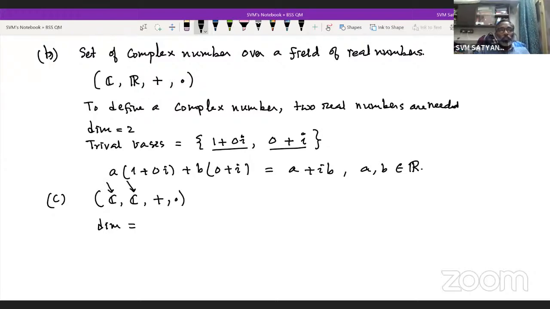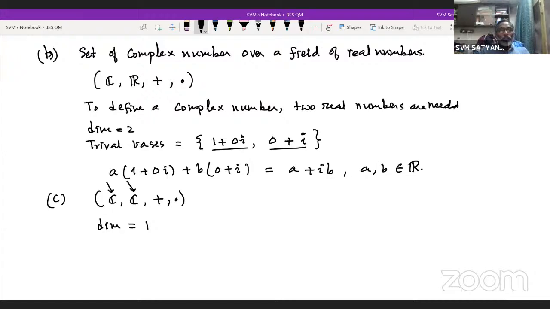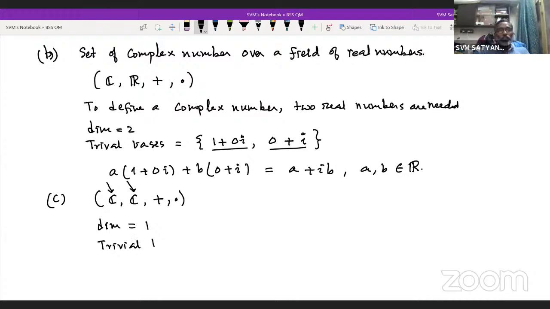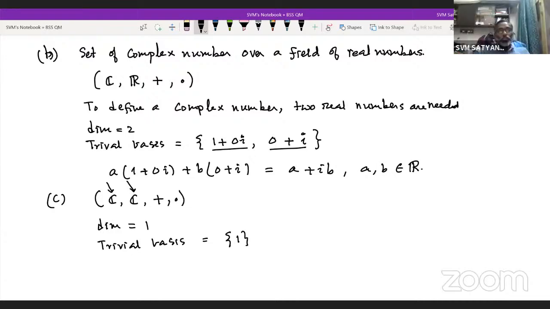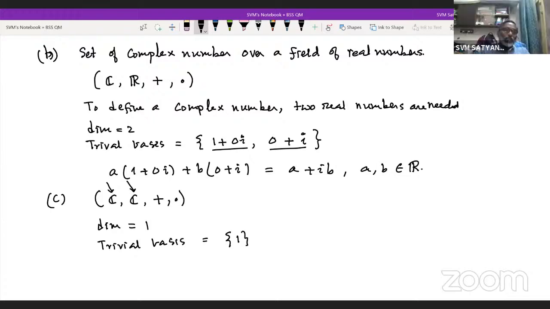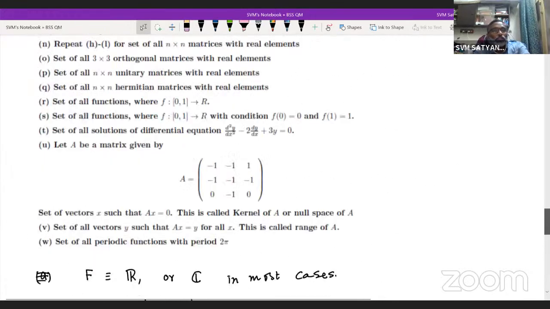So to define a complex number, how many complex numbers are required? One, right? Yes, sir. This is exactly like the real case. So the dimension is 1. Correct. So what is your trivial basis? Just 1. Correct. So the dimension is 1 and your trivial basis is just 1. Sir, the C is like A only. Correct. Real over real is one dimensional. Complex over complex is also one dimensional.